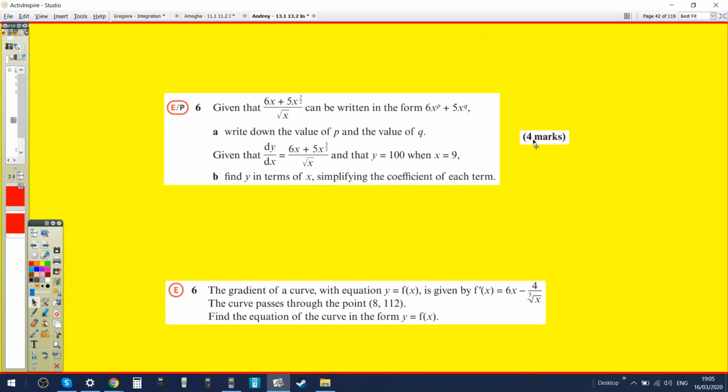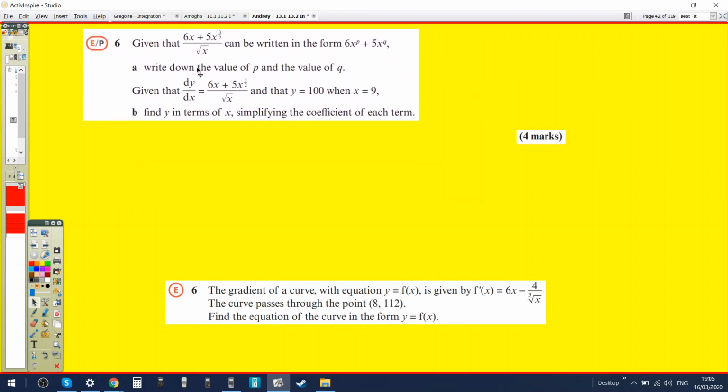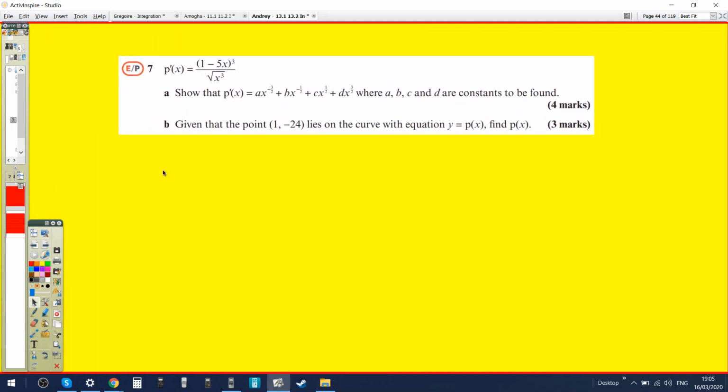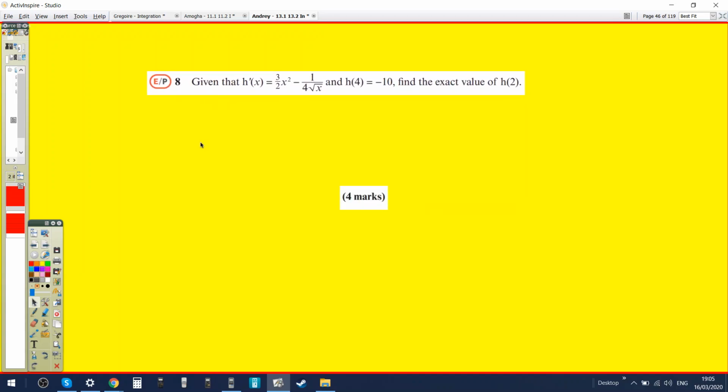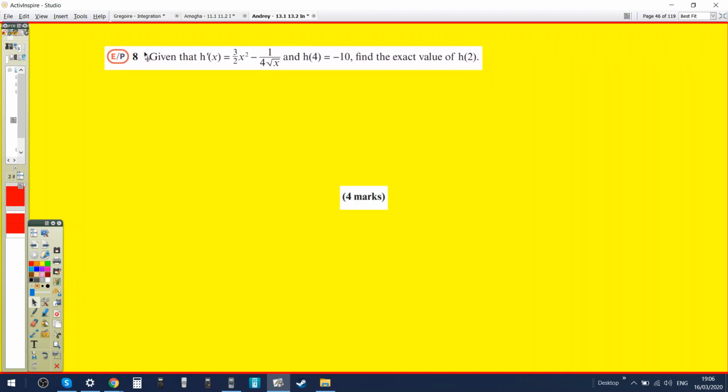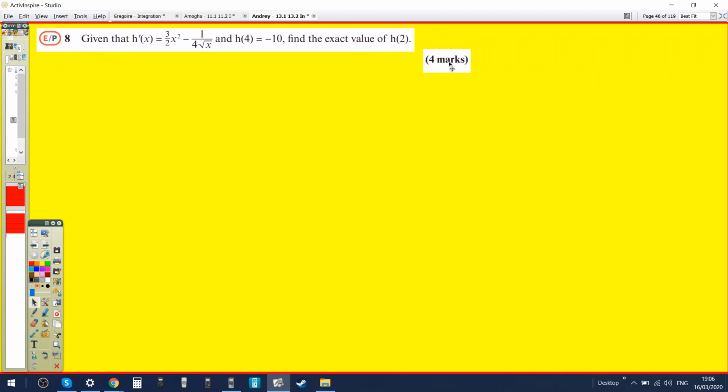Just want to see if these are... Oh, that one looks weird. I'm going to grade into a curve. That's the same thing. Just want to see this one up here. Find y in terms of x, simplifying the coefficient. That's fine. Oh, they're really just the same thing. This one, everyone makes a mistake with it. Let's see how you do with this one.